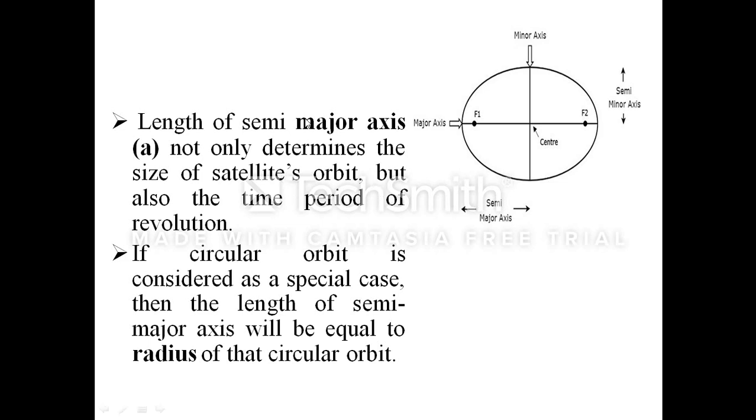Now in this, the length of major axis A not only determines the size of the orbit, but it also determines the time period of revolution of the orbit. If a circular orbit is considered as a special case, then the length of the semi-major axis will be equal to the radius of the circular orbit.